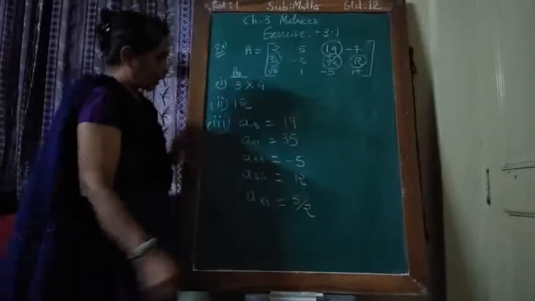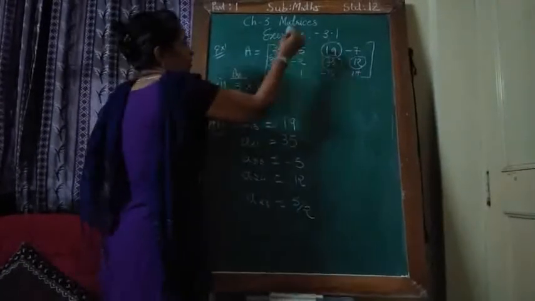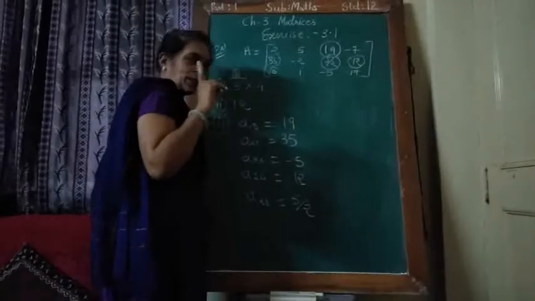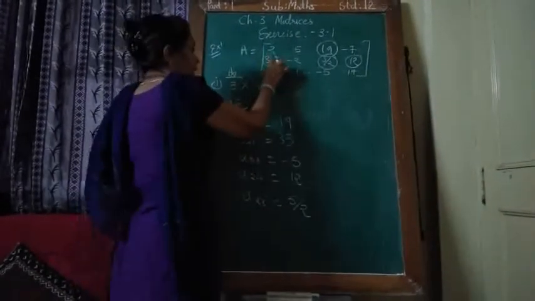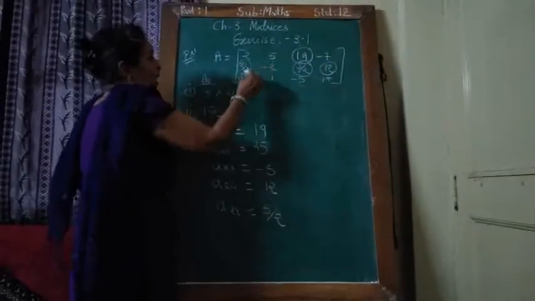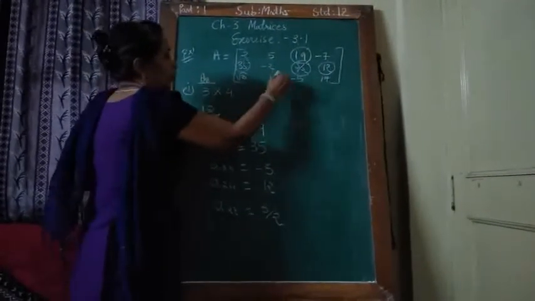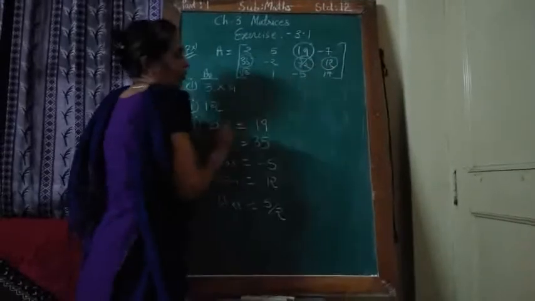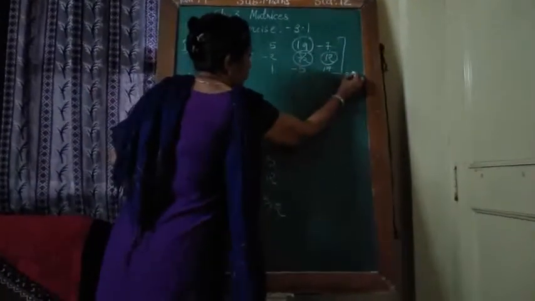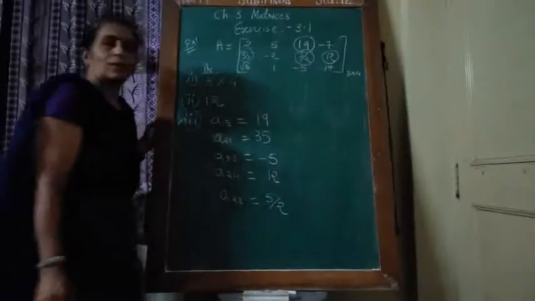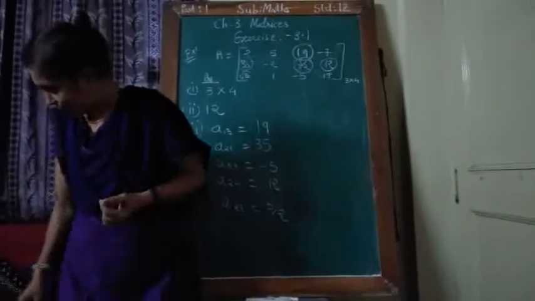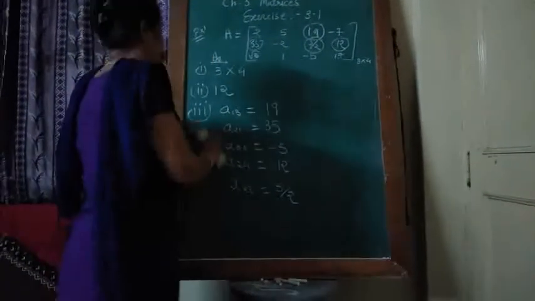They say that this is A11, A12, A13, A14, the first row. Second row, A21, A22, A23, A24. A31, A32, A33, A34. And for the order, you have to write 3 rows and 4 columns. So 3 cross 4. Clear? So this way I have completed the first example, and now I start the second example.